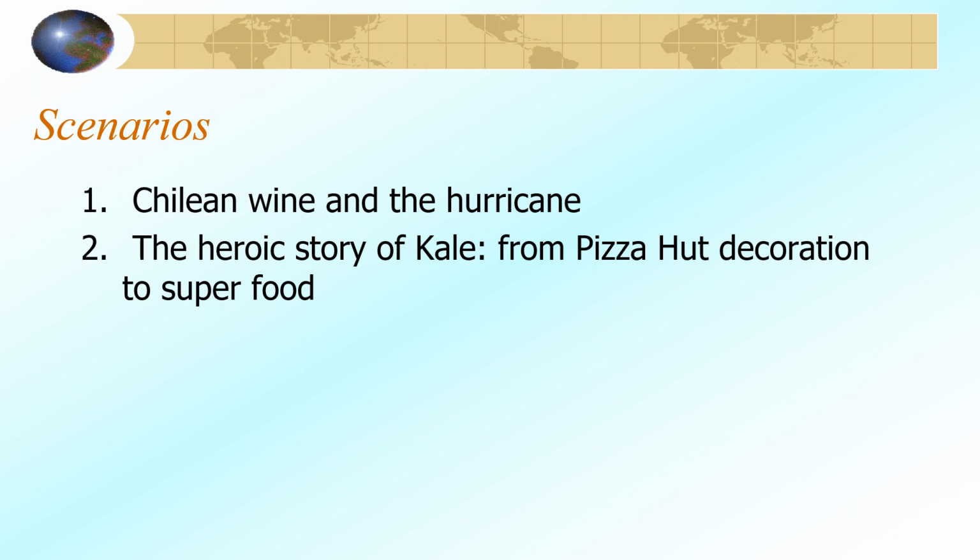Now I'll give you some more fun scenarios, and in particular, I'm going to give you plenty of opportunities to work on how prices of related goods are going to impact the market. These are a couple of scenarios that I'll give you a little bit more detail that students typically really enjoy. The first is Chilean wine and the hurricane, and the second is the heroic story of kale, from Pizza Hut decoration to superfood. And I think you're going to enjoy both of these.